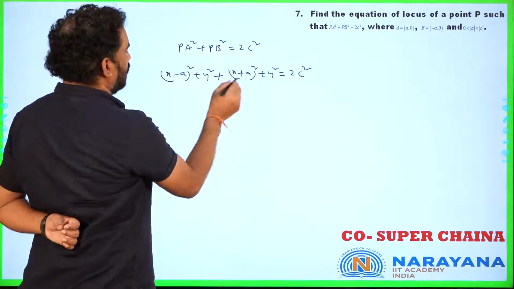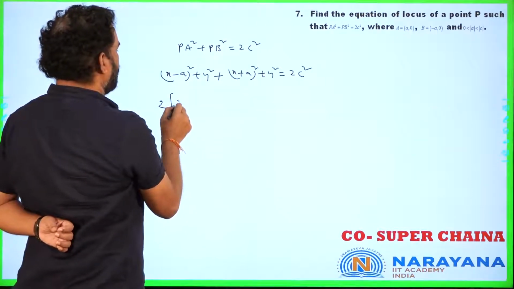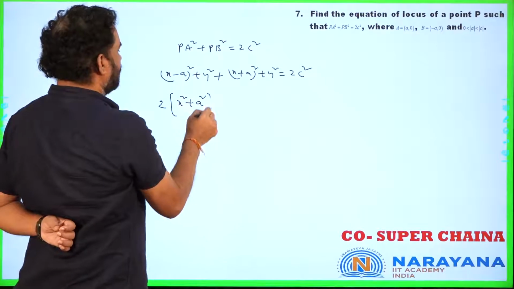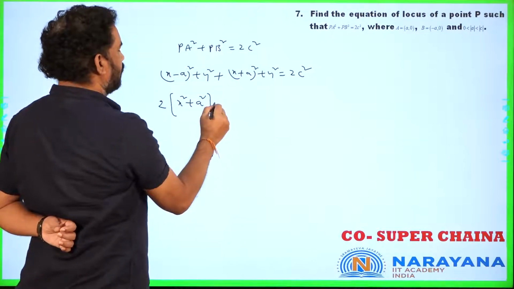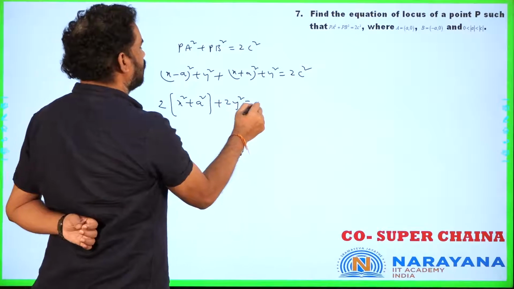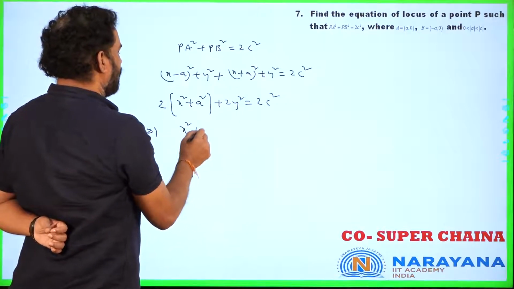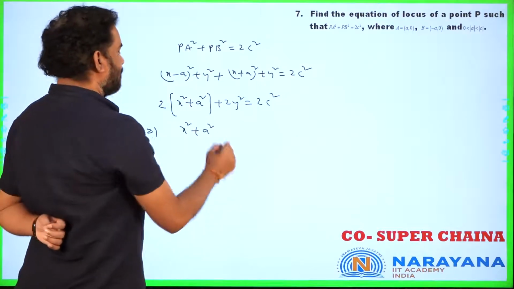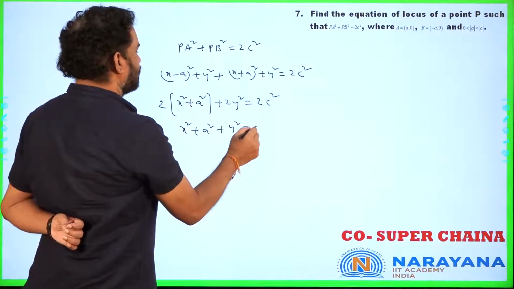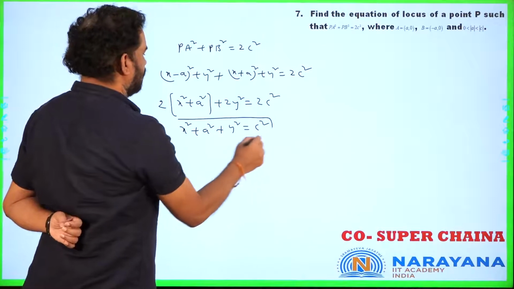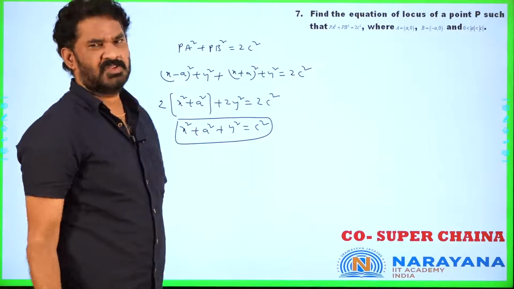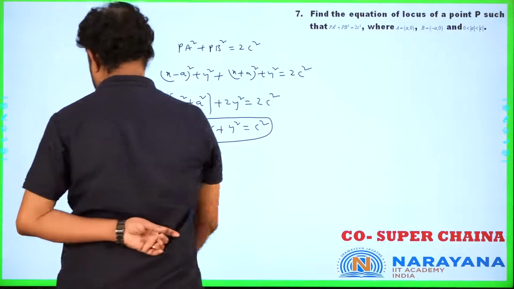So this is 2 times x squared plus a squared, (a - b) whole squared, (a + b) whole squared, plus 2y squared is equal to 2c squared. The 2 will get cancelled. x squared plus a squared plus y squared is equal to c squared. So this is the locus. Simple question. Okay, next.